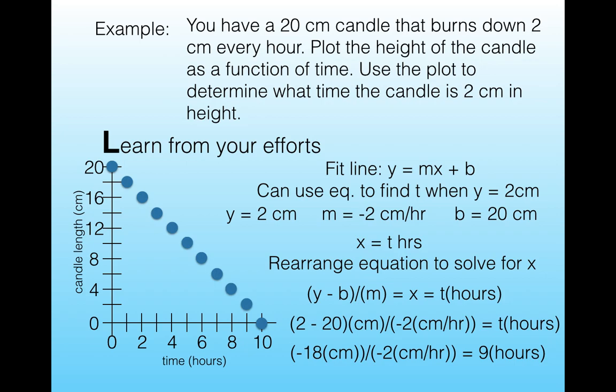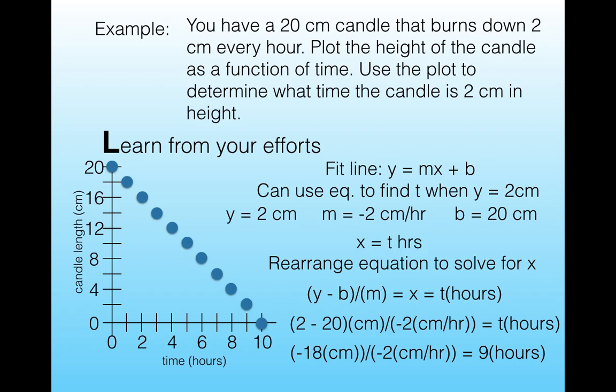So finally, we should think back and learn from our efforts. In this case, we could solve this problem in a completely different way, maybe in a more physicsy or quantitative way than plotting. We could actually use the fit line, y equals mx plus b, to find t when y equals 2 centimeters. We know that y will be 2 centimeters. We know m is negative 2 centimeters per hour. We know b is 20 centimeters as the intercept, as I described earlier. And x is going to be t hours, which is our unknown. We don't know how many hours it will be.